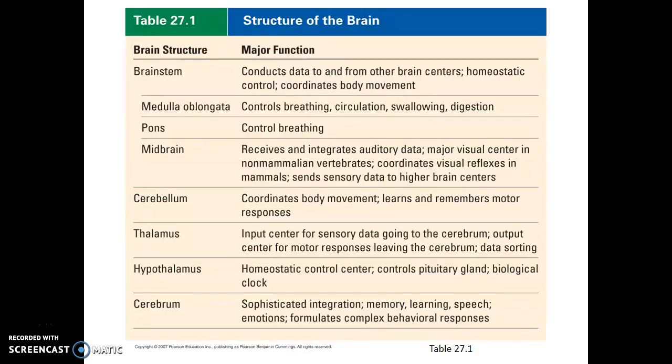So regions of the brain stem include the medulla oblongata, the pons, and the midbrain. Also a part of the hindbrain is the cerebellum. The cerebellum is responsible for coordinating our body movements. The cerebrum, the thalamus, and the hypothalamus all make up the forebrain.